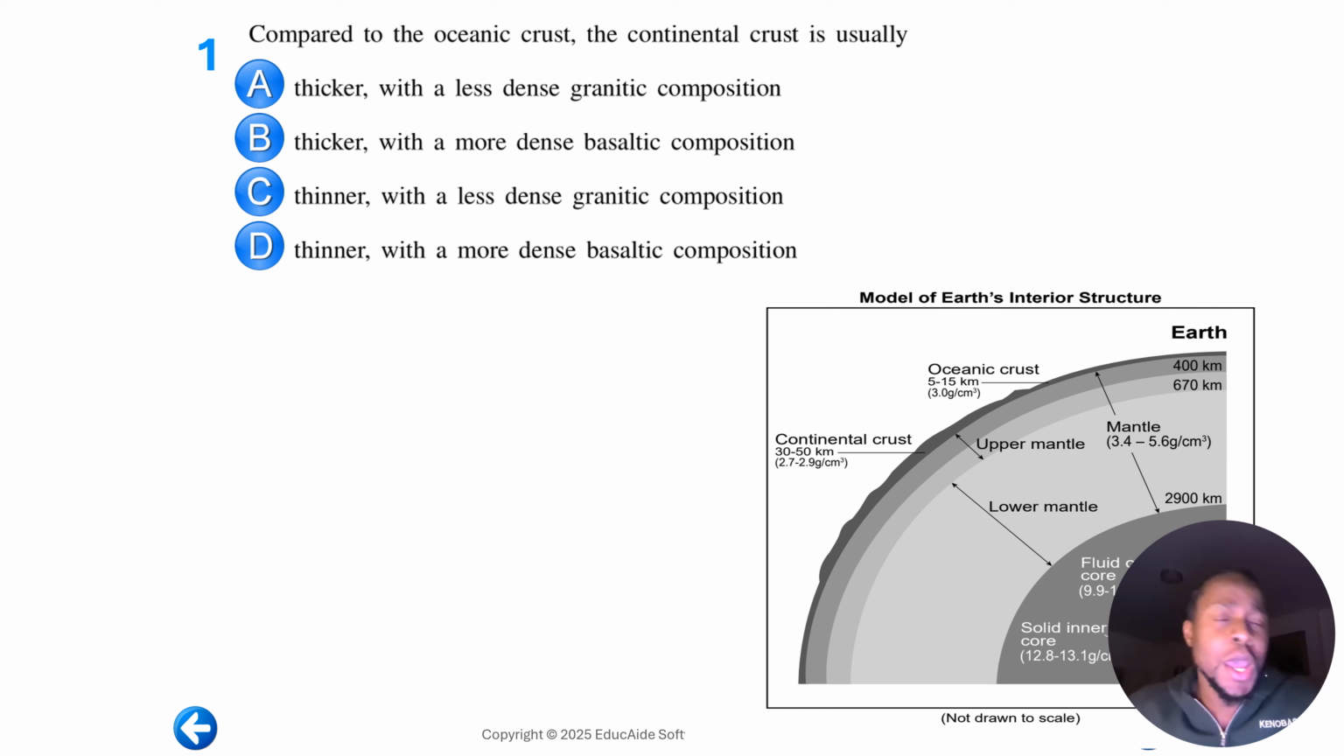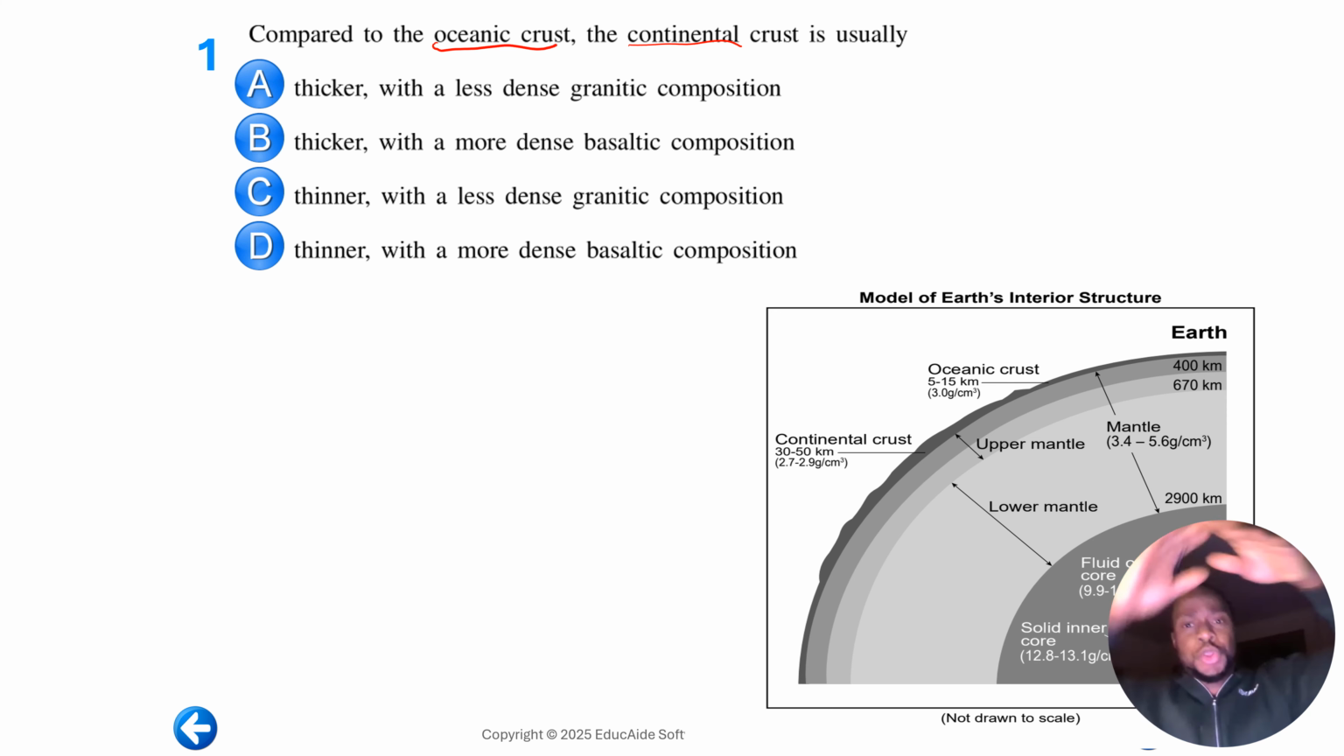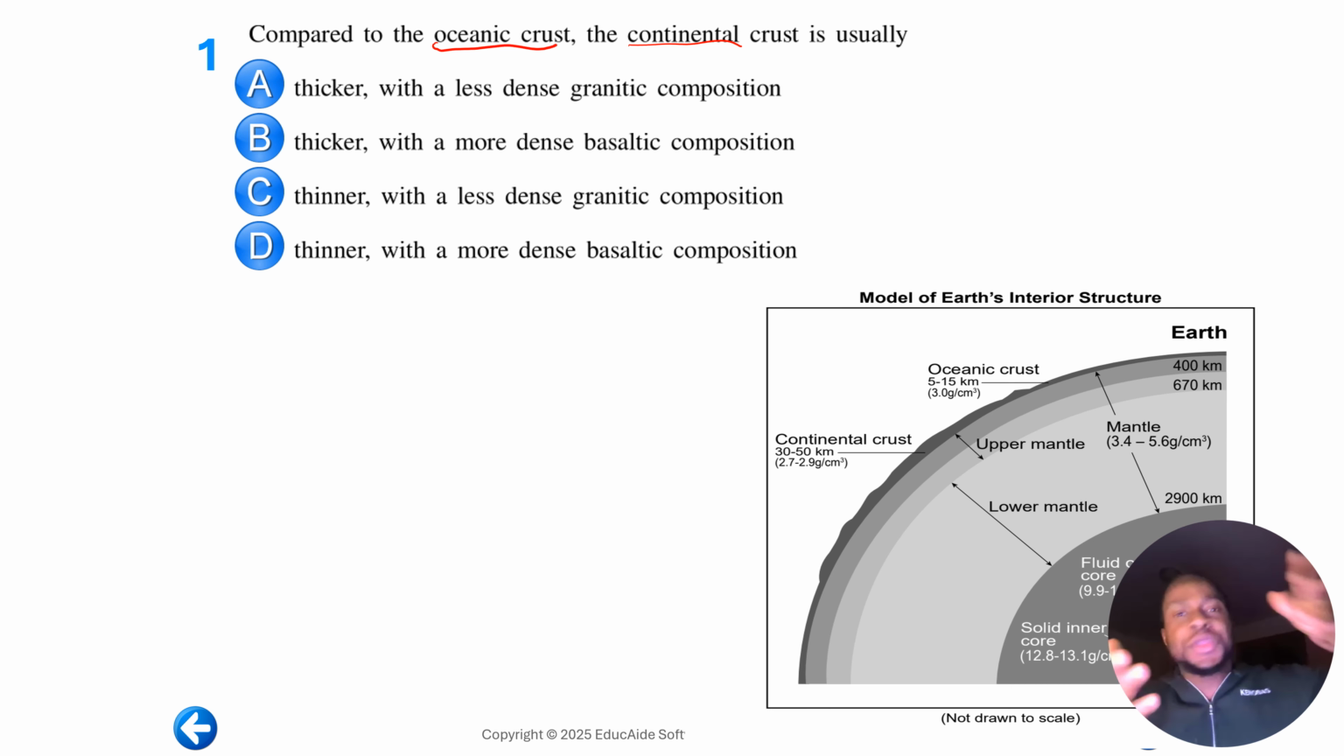Question number 1 here says, compared to the oceanic crust, the continental crust is usually... So we are comparing the oceanic crust to the continental crust. The continental crust is what contains the continent, so by default it is thicker so that it can stay above water to create the shapes of all the continents that we have in the world. This continent also carries the mountains, and these mountains are high, so by default the continental crust should be thicker. So continental crust is thick, so option C is out, option D is out.